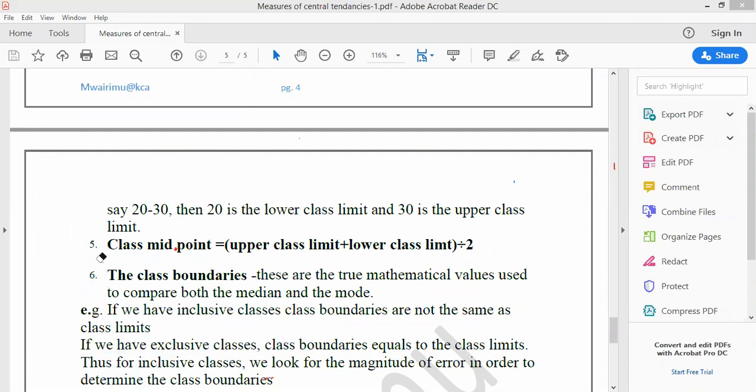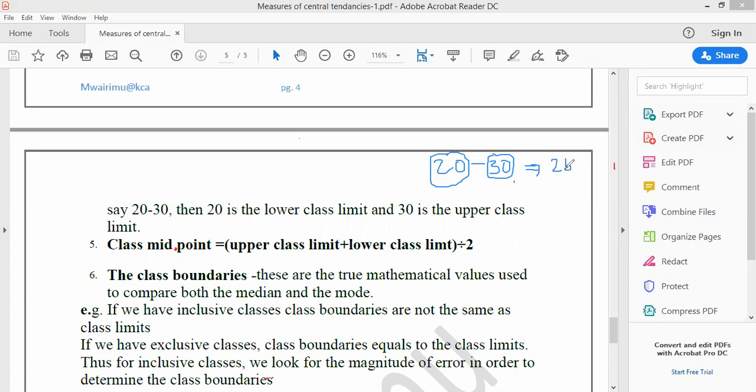The class midpoint is a value that lies midway in each and every class, not for the whole distribution. Remember, for the whole distribution, we call it the median. But the midpoint is a value that will be at the center in each and every class. To come up with the class midpoint, assuming I have a class of, let's say, 20-30, you take the upper limit, you add it to the lower limit, and that result you divide by 2, which gives you a midpoint of 25.